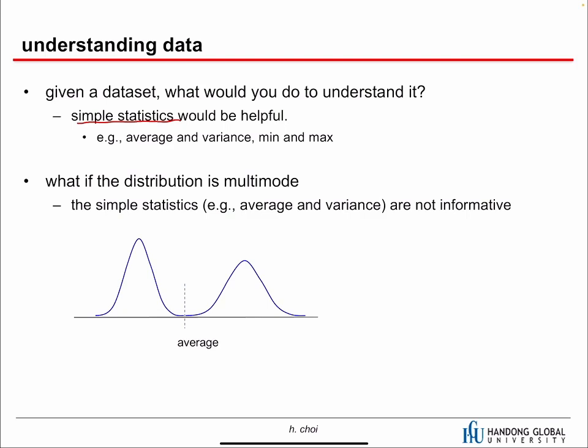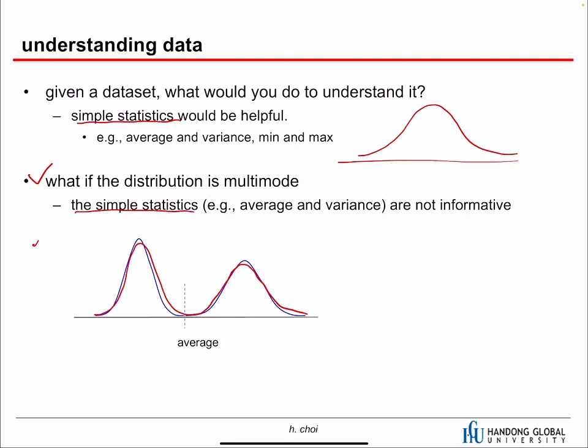But there is a problem. What if the distribution is multimodal, like this? Like this, we have two modes here. If we have just a single mode like this, then the mean and variance would be enough to understand this distribution. But what if we have two? Then what should we do? Obviously, simple statistics like average and variance are not informative.